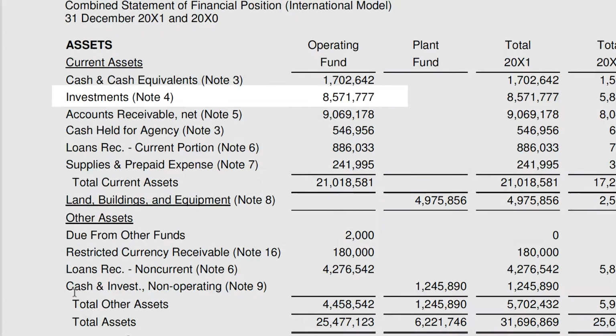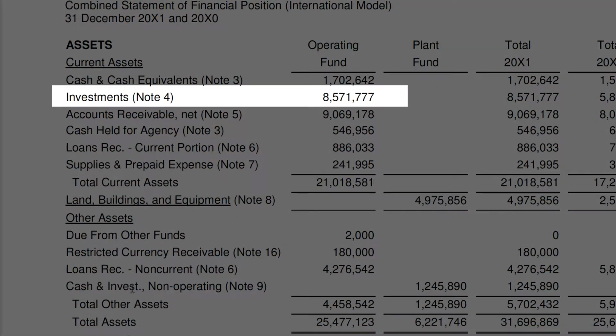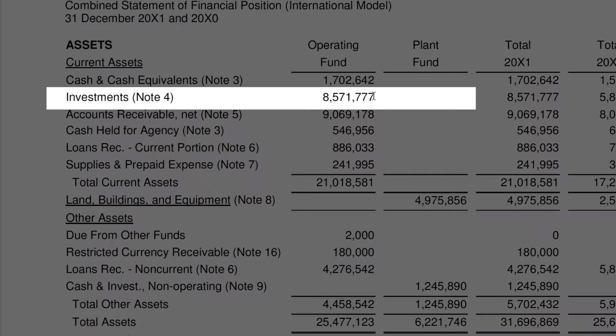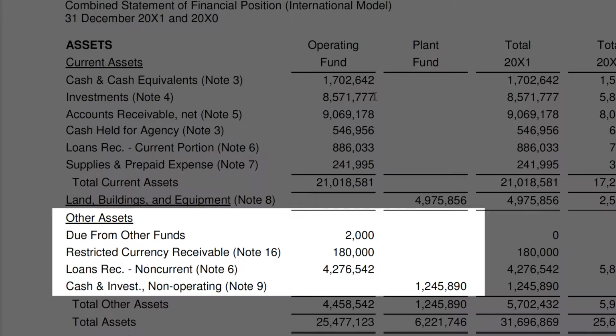In the same way with investments. Here are operating investments that can be spent for your operations. If these investments were connected to building, then they would go down here in the non-current plan fund. Later we'll talk about the difference between current and non-current assets. But for investments to be up here, they need to be current. But non-current investments would be down here in the non-current section.